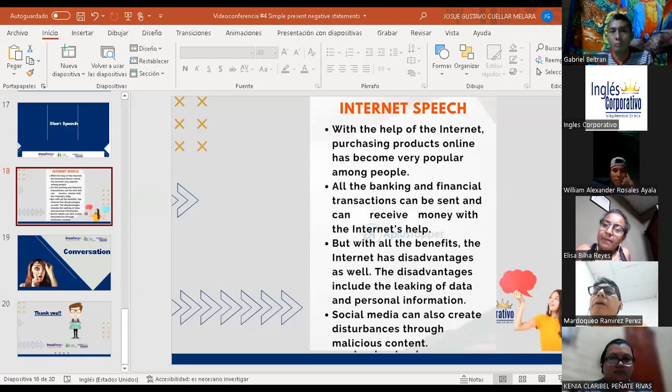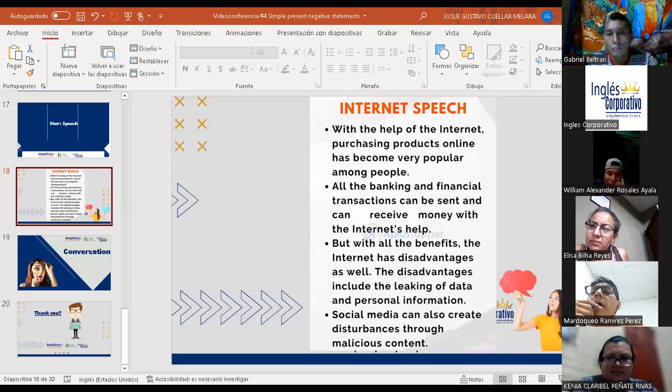Internet speech. With the help of the internet, purchasing products online has become very popular among people. All the banking and financial transactions can be sent and can receive money with the internet's help. But with all the benefits, the internet has disadvantages as well. The disadvantages include the leaking of data and personal information. Social media can also create disturbances through malicious content.